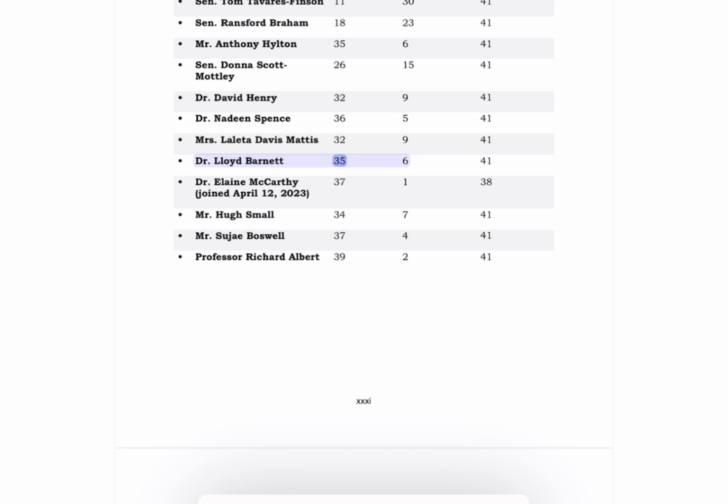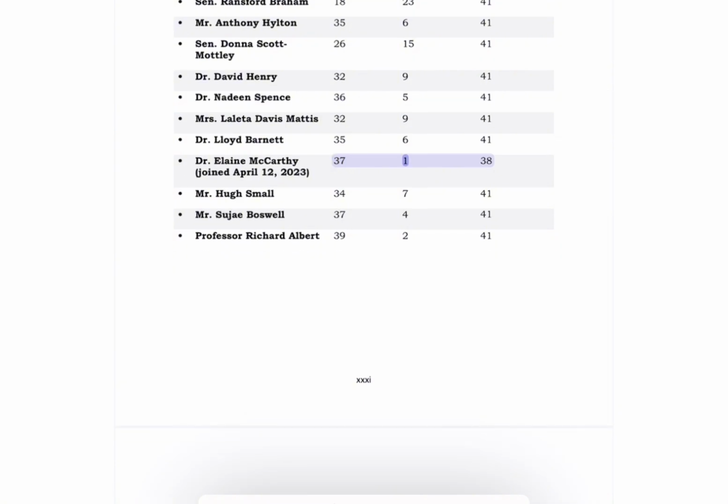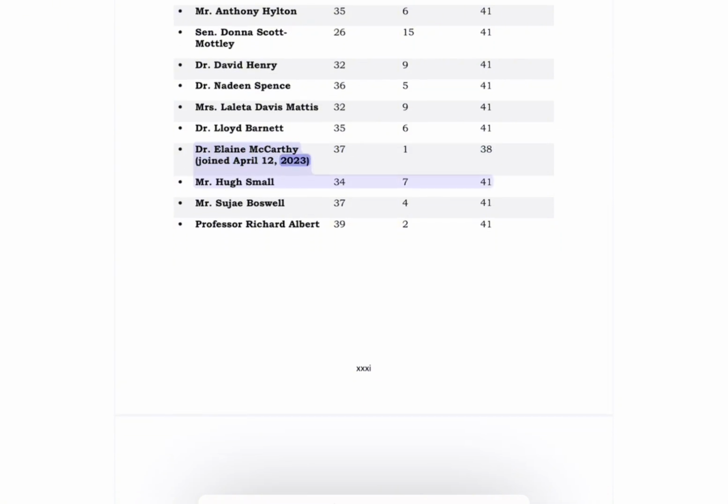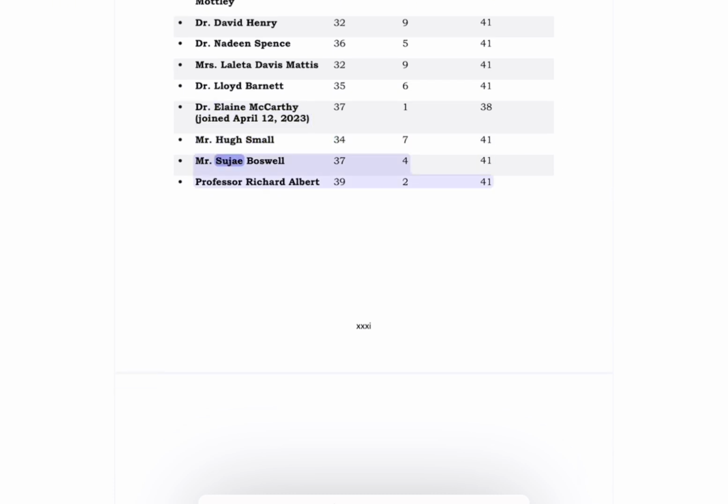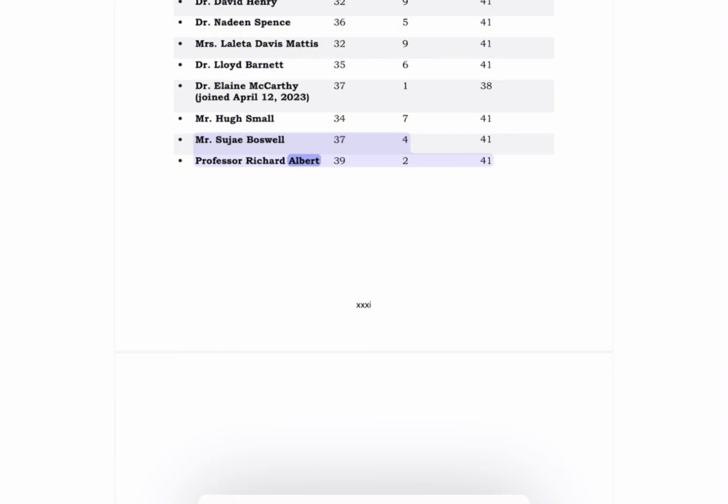Dr. Lloyd Barnett, 35, 6. Dr. Elaine McCarthy, joined April 12, 2023. Mr. Hugh Small, 34, 7, 41. Mr. Sujae Boswell, 37, 4. Professor Richard Albert, 39, 2, 41.